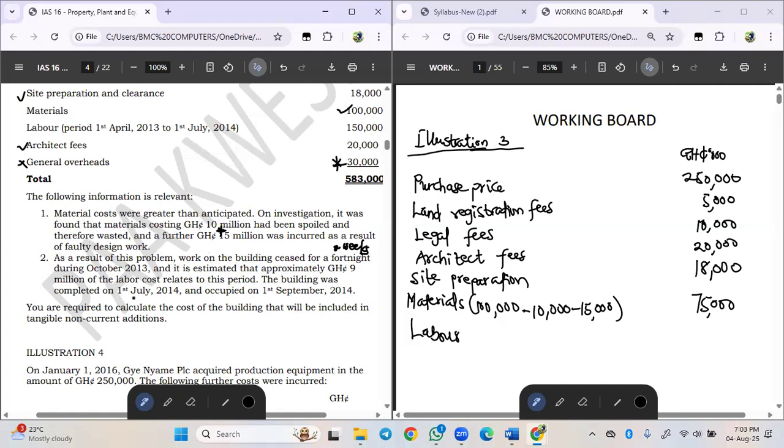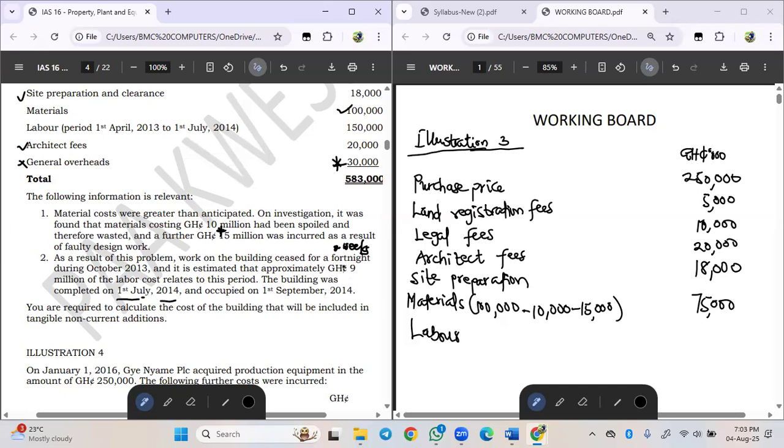The building was completed on what? 1st July 2014 and occupied on what? 1st September. Now, one thing about asset is that we don't care about the date it was put to use. Okay, all we want is the date that the asset was ready for its intended use. Okay, so all what we care about is 1st July.